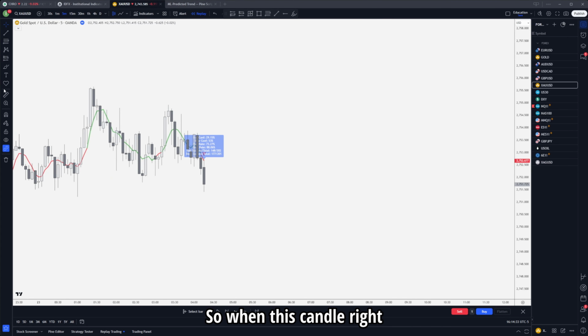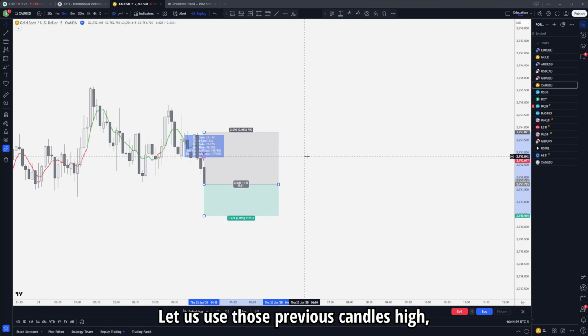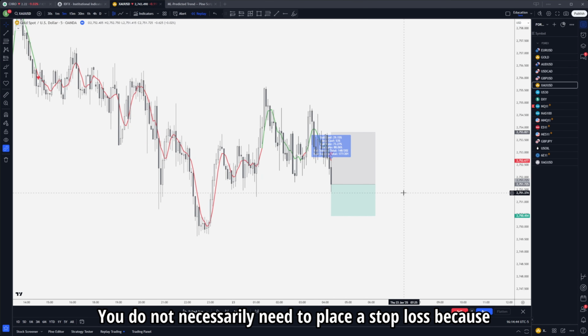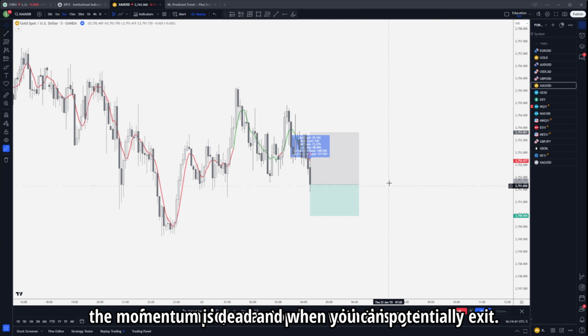All right, on this candle we actually do get a signal. So let us smack on a short right here. Let us use the previous candle's high, for example, as a stop loss. With this system, you do not necessarily need to place a stop loss because the indicator will show you when the momentum is dead and when you can potentially exit.